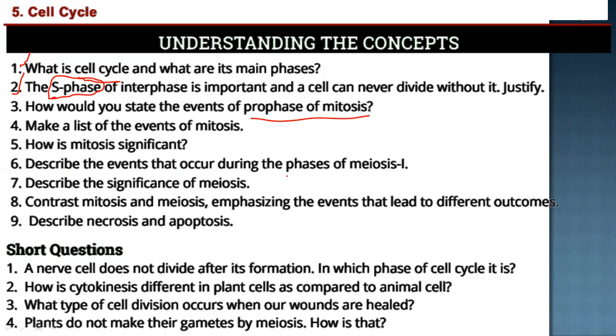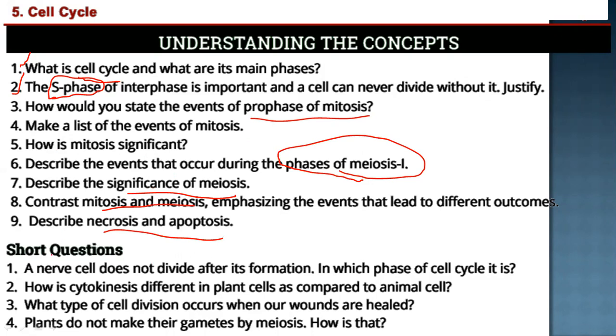Describe the events that occur during the phases of meiosis 1. So meiosis 1: prophase 1, metaphase, anaphase, telophase 1, and cytokinesis. You have to write it. Describe the significance of meiosis. This is very simple. And contrast means comparison and differences. We have to write this. Describe necrosis and apoptosis, both of them in paragraphs.